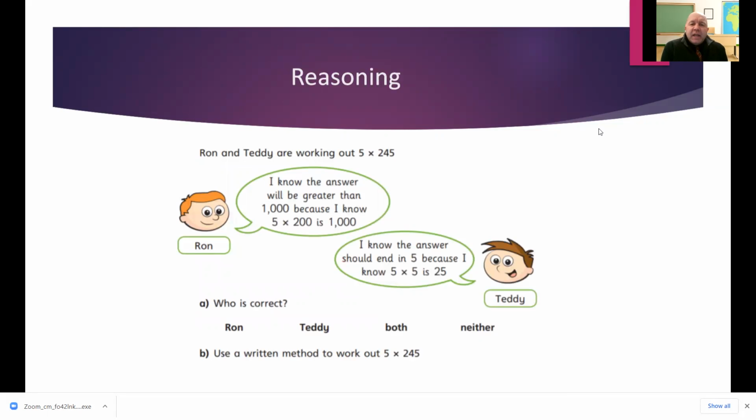Now, a little bit of reasoning, a little bit of thinking for you. Ron and Teddy are working out 5 times 245. Now, Ron says, I know the answer will be greater than 1,000 because I know that 5 times 200 is 1,000. Teddy says, I know the answer should end in a 5 because I know 5 times 5 is 25. Who do you think's correct? Take a moment, pause the video, have a think.